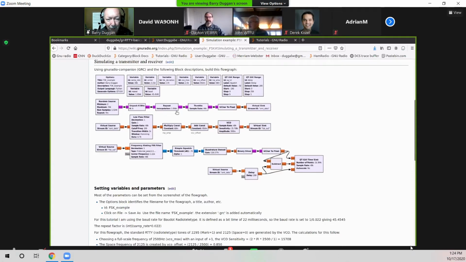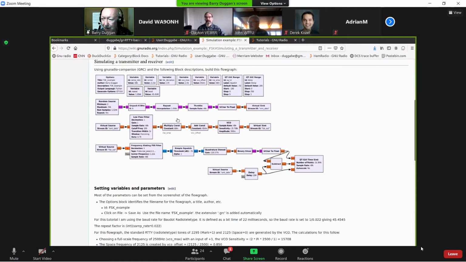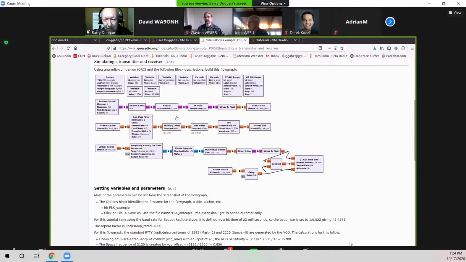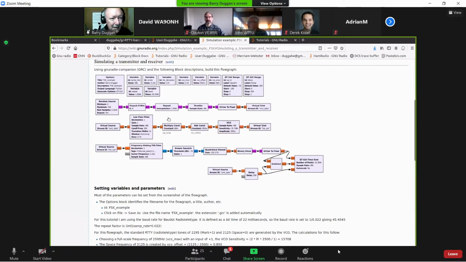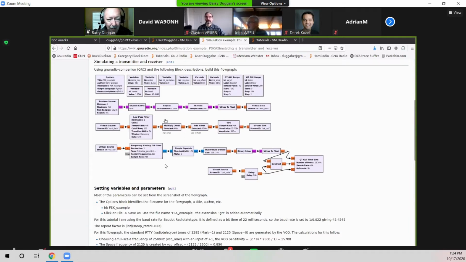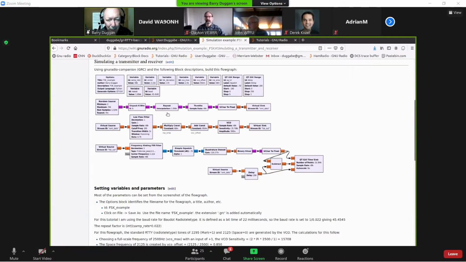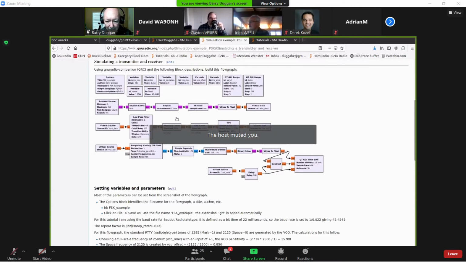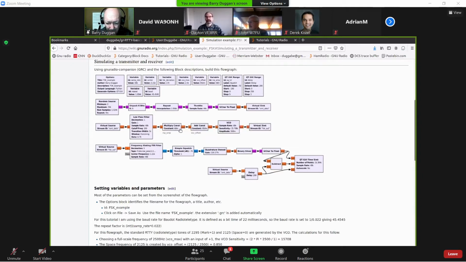Now I'm using the Baudot radio teletype code. Bodo, whatever you pronounce his name, Emil. It's the five-bit radio teletype code, which is defined as a 22 millisecond symbol time, which gives the familiar 45 baud calculation.